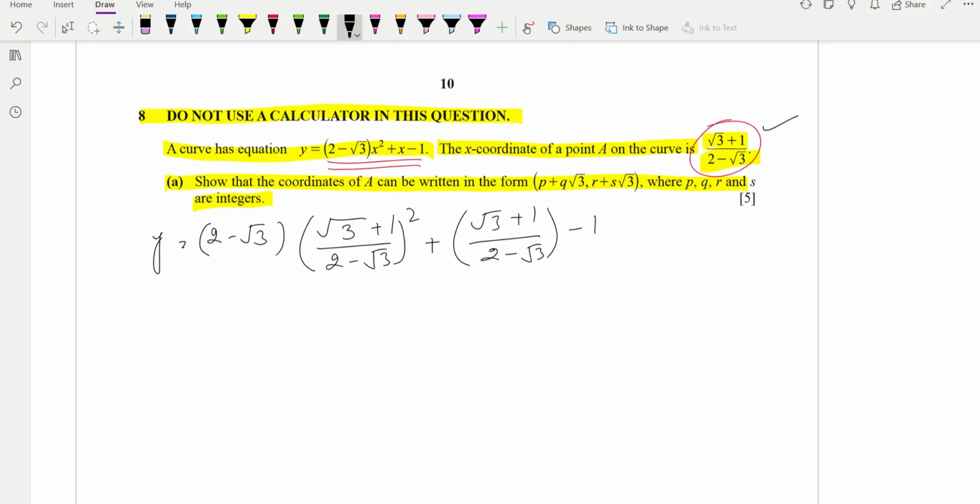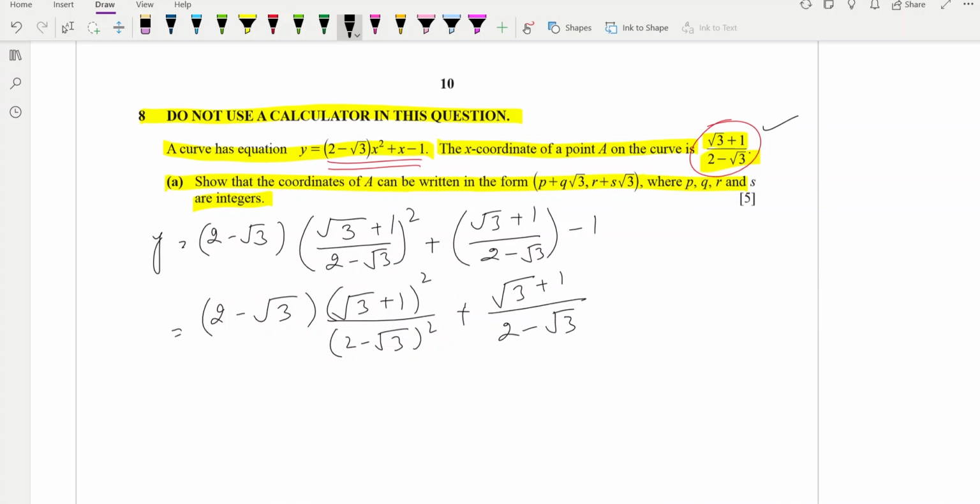Now we can rewrite the numerator squared separately and the denominator squared separately, over 2 minus under root 3 squared, and this will be plus under root 3 plus 1 over 2 minus under root 3, and we can rationalize over here, plus under root 3 over this one, which will be 2 plus under root 3, and minus 1 will be the last term.